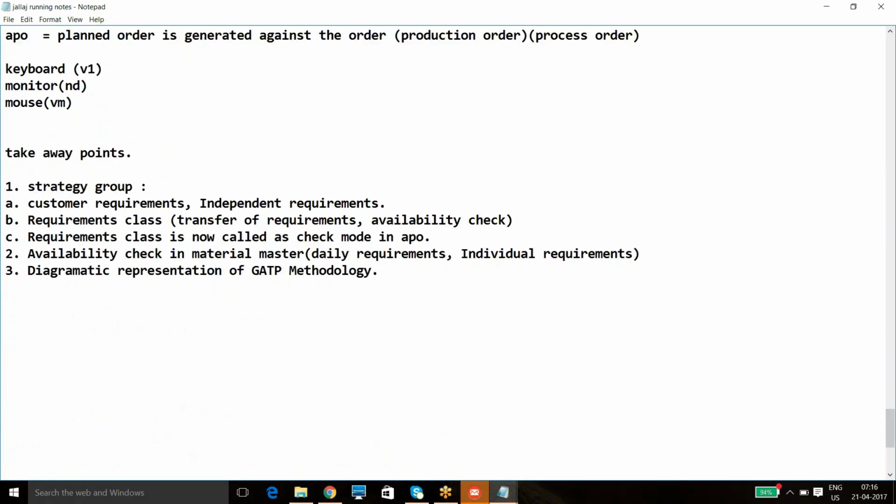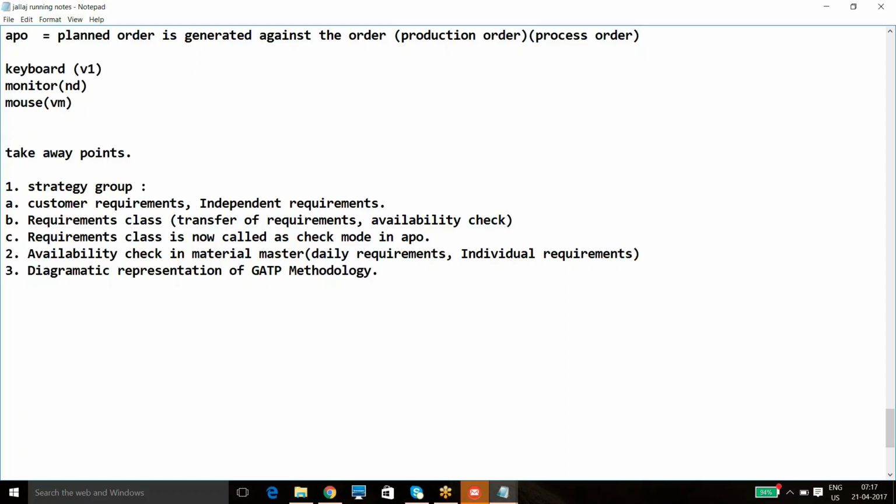So we have discussed the strategy group. How is the strategy group important for us? We have seen the two different types of requirement classes which we have. One is customer requirement and one is independent requirements. So every time a demand comes, we had two questions, right? Hope you remember. The first question would be: how should we be able to address the given demand?